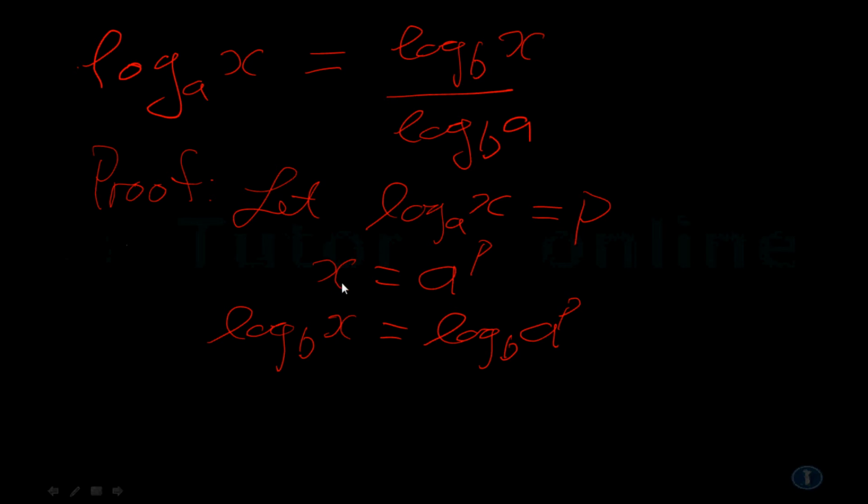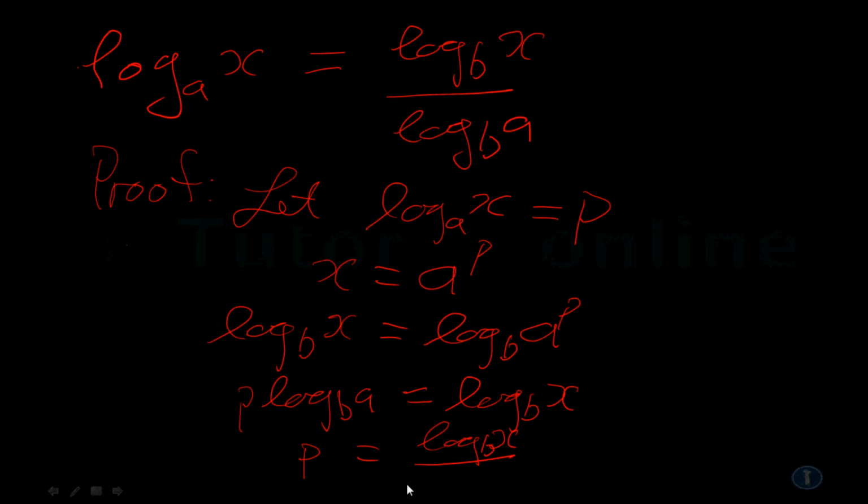I am allowed to do this because in the equation, what I do on the left-hand side of the equation, if I do the same on the right-hand side of the equation is still valid and still true as originally defined. Using the power identity, we can then say that p times the log of a to the base of b is equal to the log of x to the base of b. Then this implies that p is equal to the log of x to the base of b divided by the log of a to the base of b.